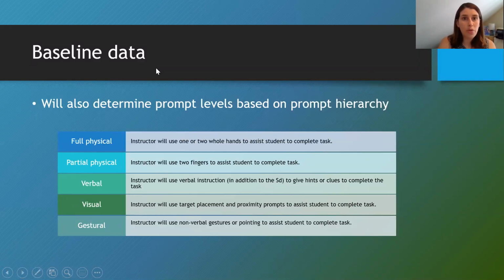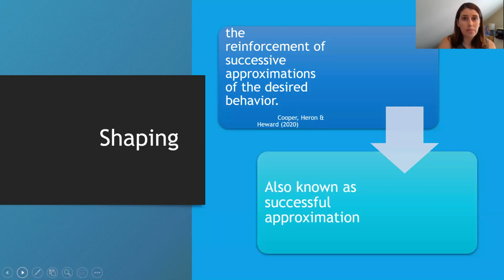This is a review of some other information that we discussed, baseline data and then a prompt level. So you want to make sure that once you have a baseline, you are going through and determining prompt levels based on your prompt hierarchy for instruction. Shaping is the reinforcement of successive approximations of the desired behavior. It's also known as successive approximation.